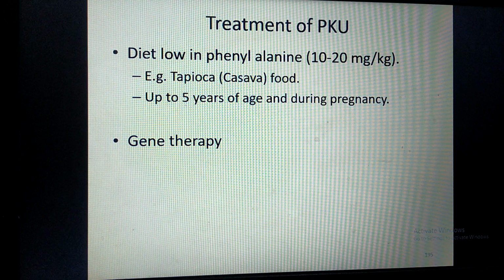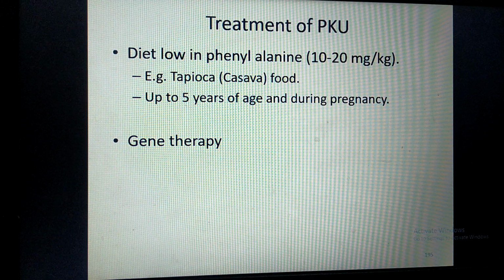And phenylalanine is an essential amino acid which is not synthesized in the body. The only source is diet. Therefore, we have to give a diet low in phenylalanine. The examples of such diet are tapioca and cassava food.